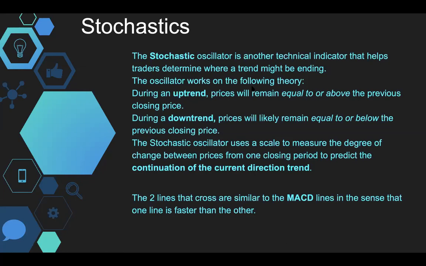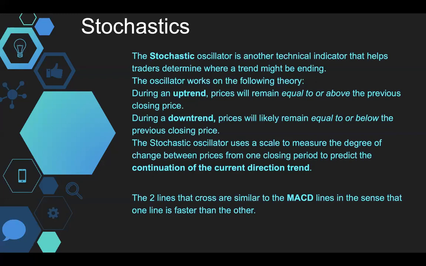The stochastics oscillator is another technical indicator that helps traders determine where a trend might be ending. The oscillator works on the following theory. During an uptrend, prices will remain equal to or above the previous closing price. During a downtrend, prices will likely remain equal to or below the previous closing price. The stochastics oscillator uses a scale to measure the degree of change between prices from one closing period to predict the continuation of the current trend direction.